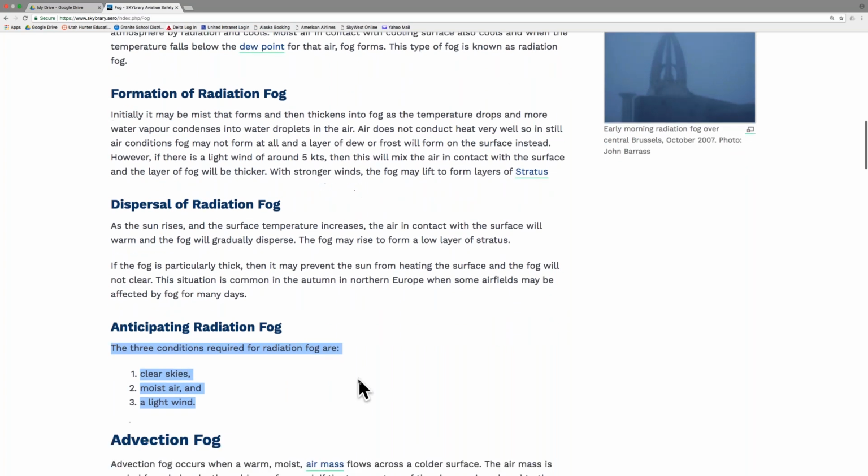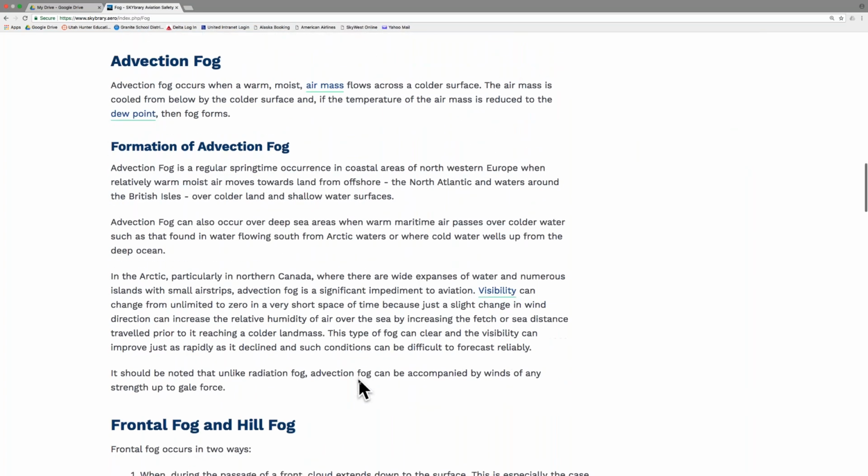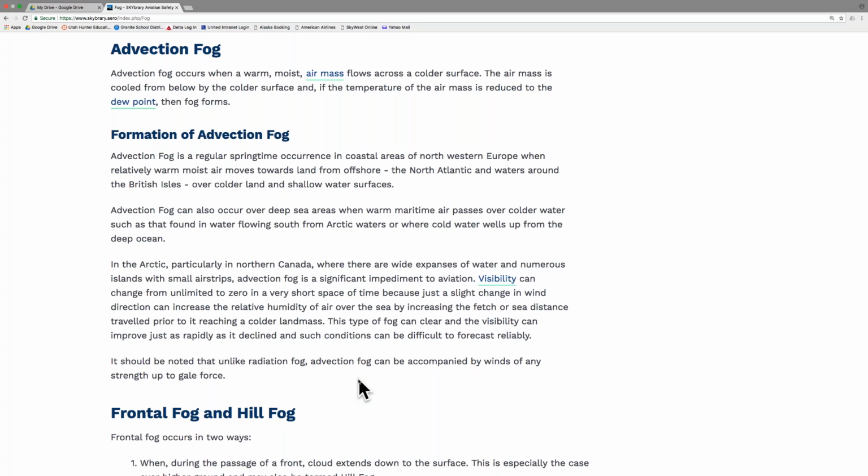That's our radiation fog. The other type of fog that we see is advection fog. This is similar to radiation fog, but advection fog occurs when a warm, moist air mass flows across a colder surface. The air mass is cooled from below by the colder surface, and if the temperature of the air mass is reduced to the dew point, then the fog forms.